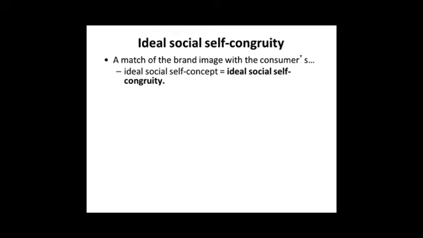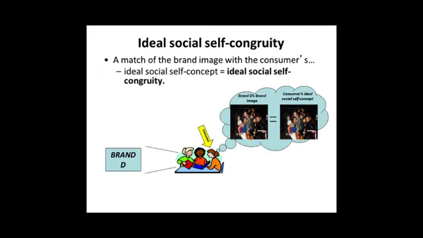Okay, and then lastly, the ideal social, which is the kind of person you think others want you to be, ideally. The match between the brand image and the ideal social self-concept is referred to as ideal social self-congruity. This college girl's friends, if she thinks that they wish that she was more of a party girl, fun, exciting to be around, but she's kind of dull, then she might experience image congruity with a brand that reflects that wild, fun, party, youthful image.